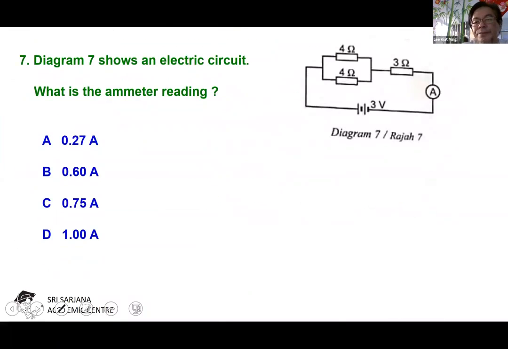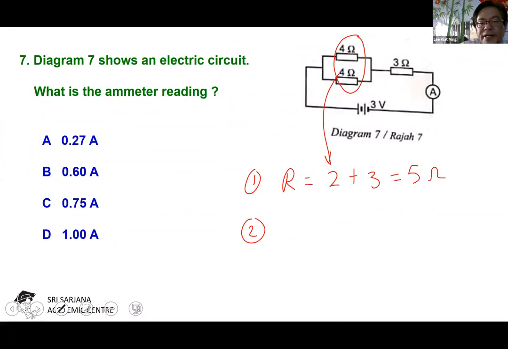This is easy. Remember, 4 ohm becomes a 2. So it's going to be 2 plus 3, then total becomes 5 ohm. This is the first step. Second step is to find current.